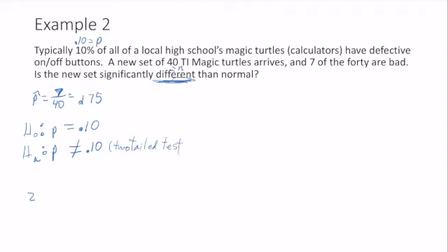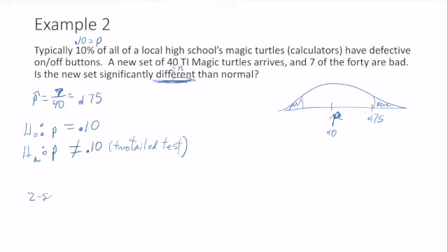Okay, I'm just looking that it's not different. So I'm actually going to have the area. I didn't mean to write mean there. I meant to write p, which is 0.10. Here I've got 0.175. I'm going to have the area in two tails because this is a two-tailed test. So let's go ahead and calculate our z-score and find the area in these two tails.